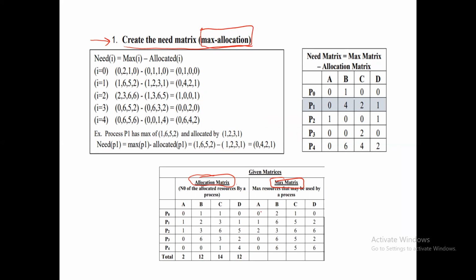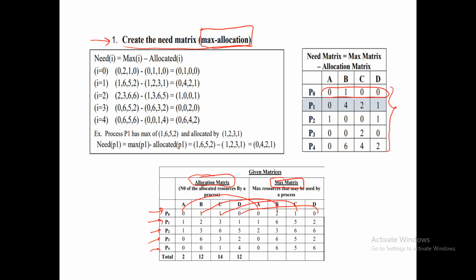For instance, 0 minus 0. Similarly, 2 minus 1, 1 minus 1, 0 minus 0. That would give you the need matrix of P0, that is 0, 1, 0, 0. Similarly, we will compute for each and every process that is available in the system, P0 till P4. Maximum minus the current allocation would give us the need matrix in this format. Further, each process requires so many resources to complete its execution and come out of the system.